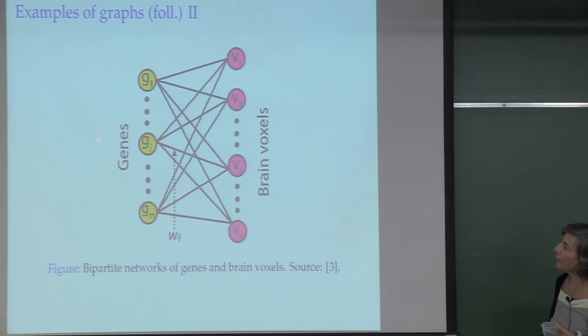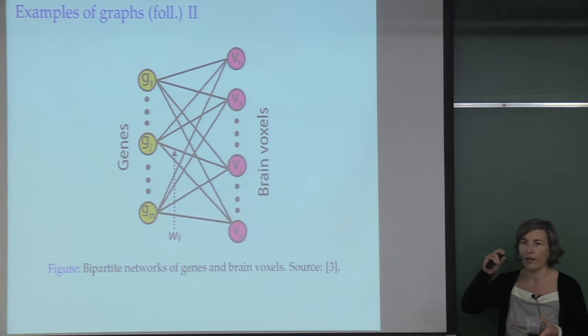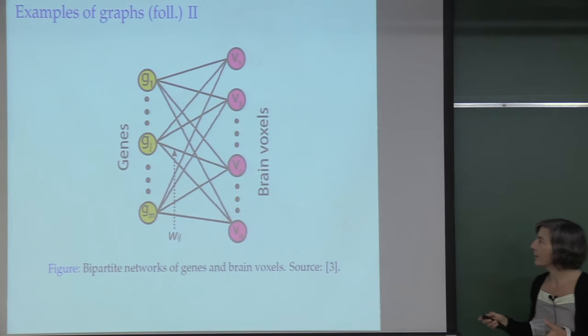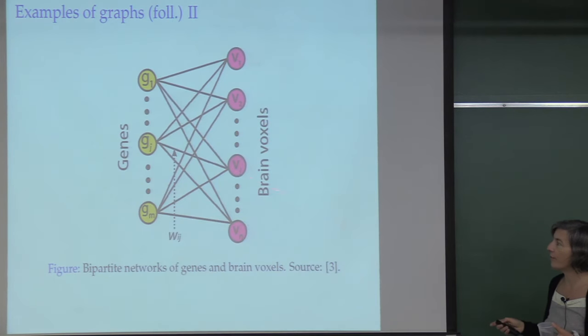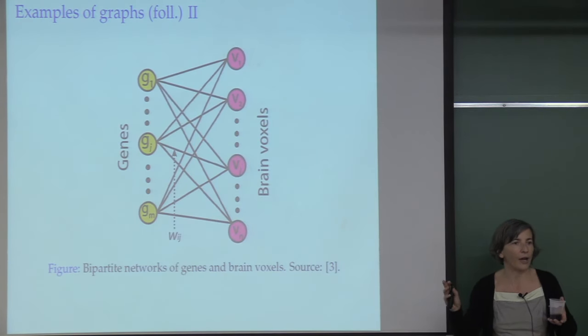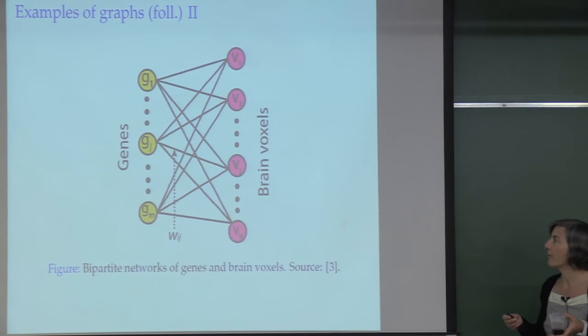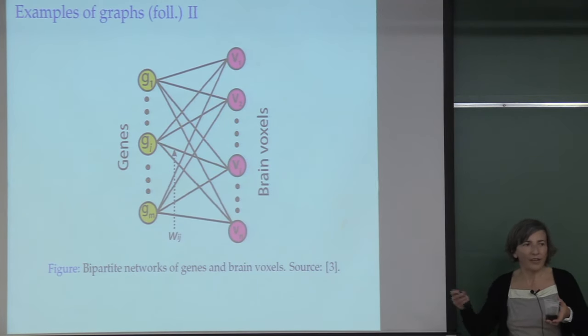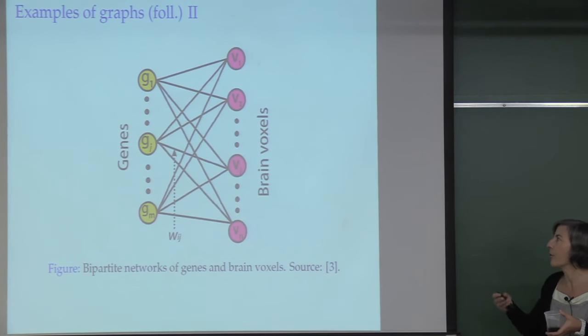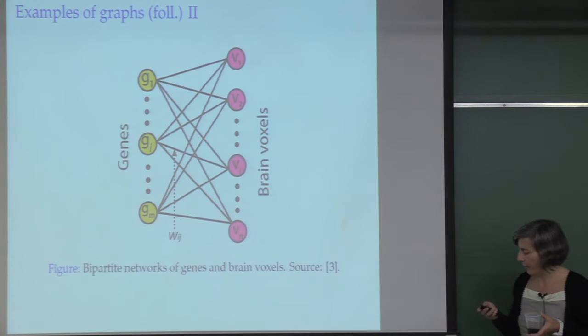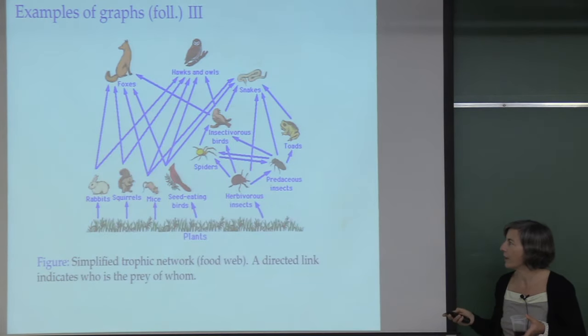Here, you look at connections between genes and brain voxels, so whether the gene is expressed in a particular voxel in the brain. These two types of entities have nothing to do with each other. They are in two different parts, okay? But you can look at connections between those two types of objects. You could look at tripartite networks also, but it's not used so much. People focus most often on bipartite objects.